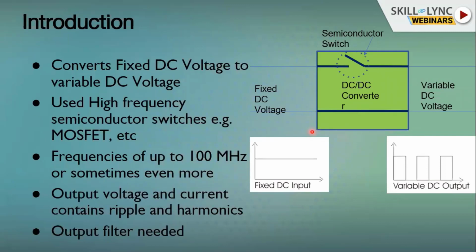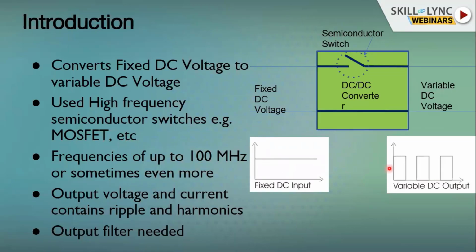To start with the definition, a DC to DC converter converts fixed DC voltage to variable DC voltage using a semiconductor switch. Most DC to DC converters use a MOSFET, which is a semiconductor switch. Other semiconductor switches are also available, but MOSFET has the added advantage that it can withstand very high switching frequencies with lower losses.